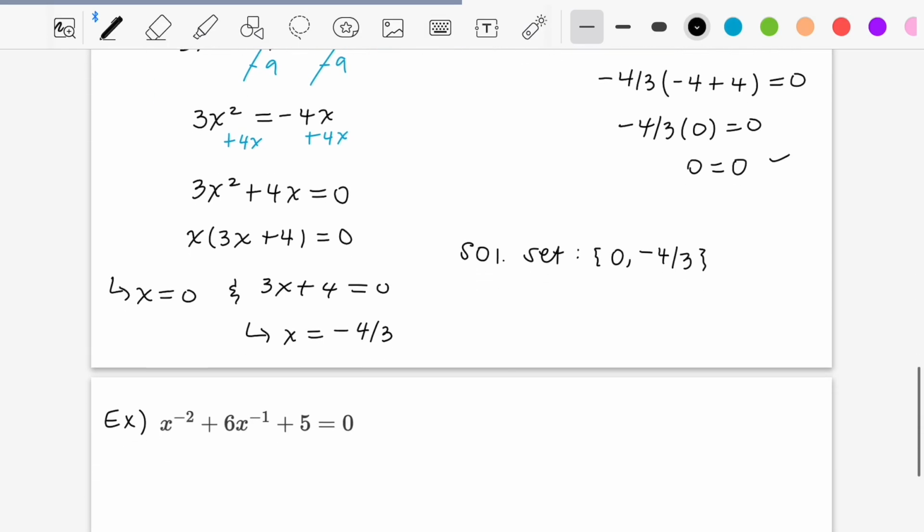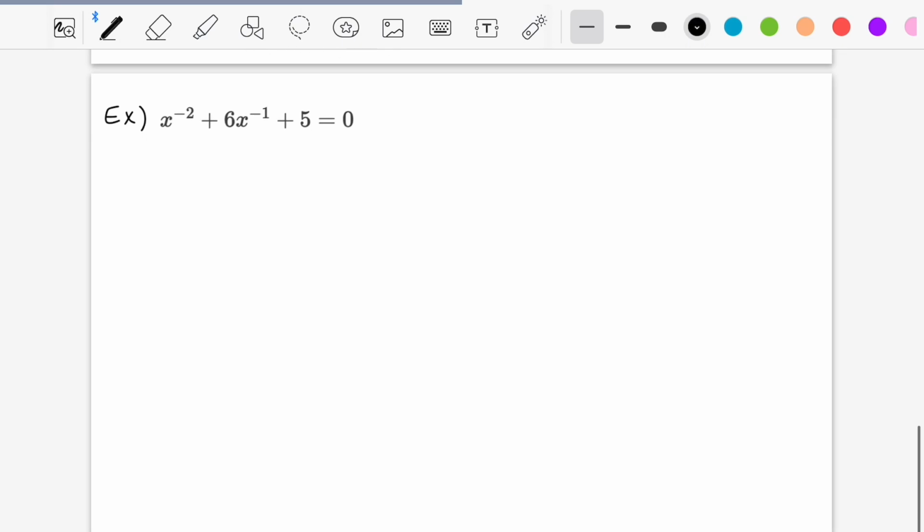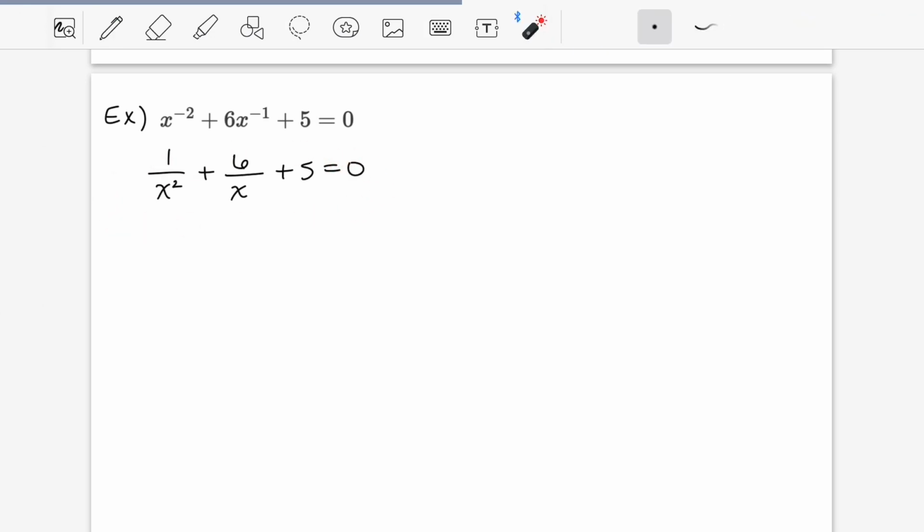All right, now the last example we'll look at is one where we're working with negative exponents here. So in this case, we have x to the negative 2 plus 6x to the negative 1 plus 5 is equal to 0. Remember that when we have these negative exponents, we can rewrite these as this here. So writing these as positive exponents brings them into the denominator here. We actually don't need a 1 on that guy. So we can rewrite our equation as this here.